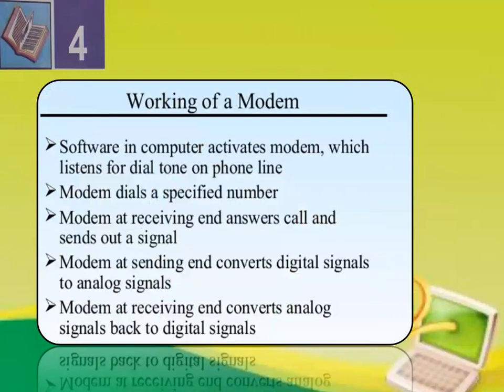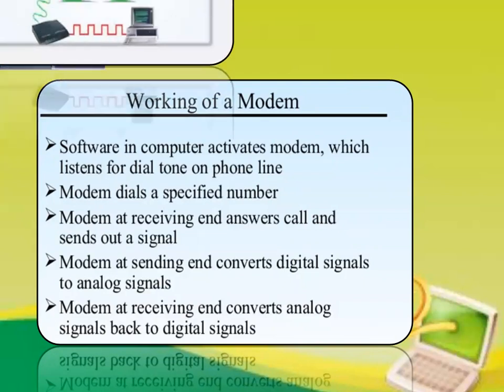So software in a computer activates the modem. How can a modem work? Software in a computer activates the modem, which listens for a dial-up tone on the phone line. The modem dials a specific number. The modem at the receiving end answers calls and sends out signals. The modem at the sending end converts digital signals to analog signals. The modem at the receiving end converts analog signals back to digital signals.